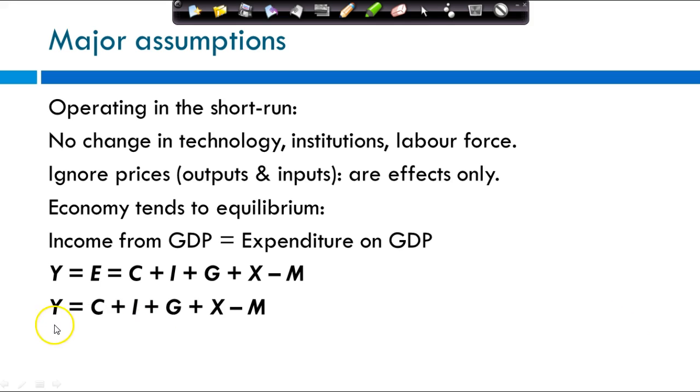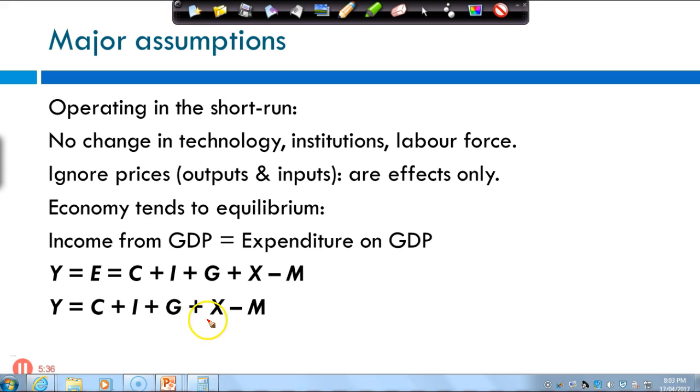That's pretty straightforward. We can rewrite this as Y equals C plus I plus G plus X minus M. You should note that sometimes the X minus M is written as NX, standing for net exports.